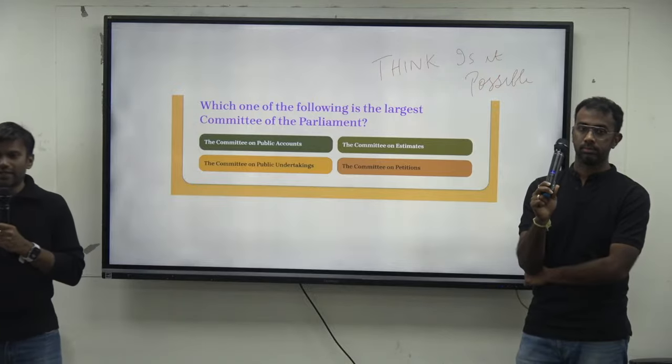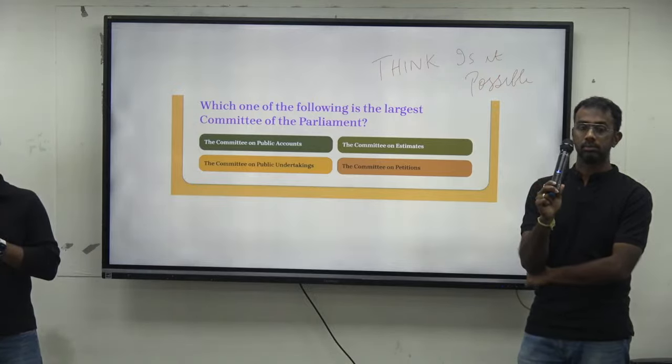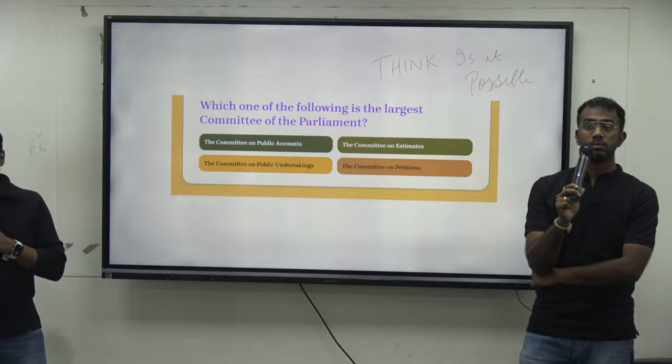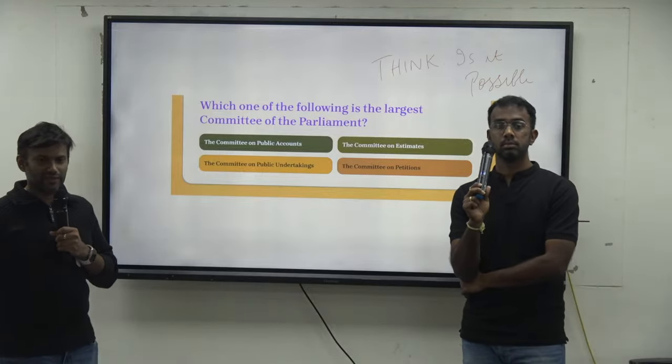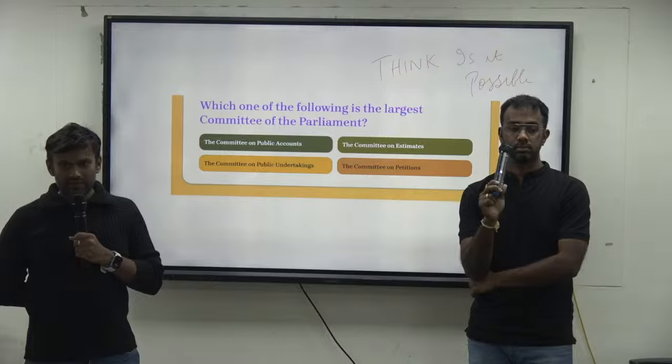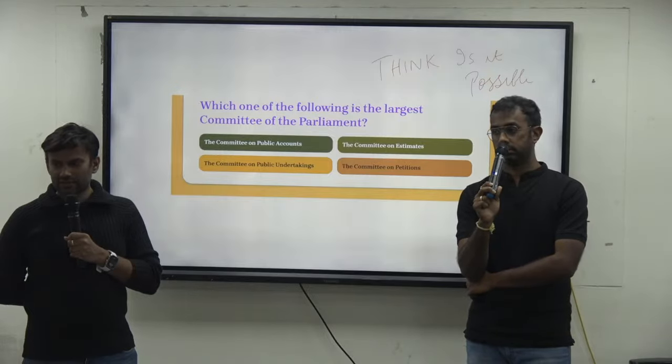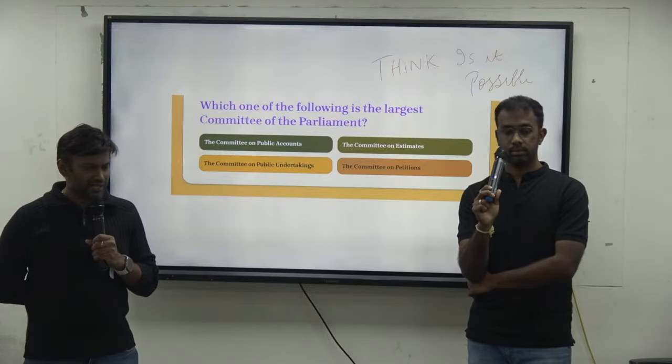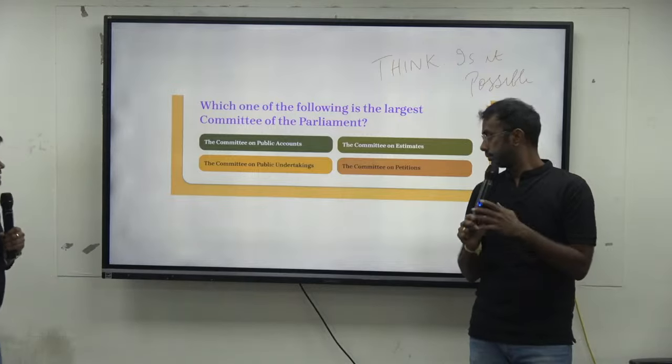31, correct. And totally, how many departmental standing committees are there? 24. How many from Lok Sabha, how many from Rajya Sabha? Tell. No, 24. 16 and 8. Correct. Next.